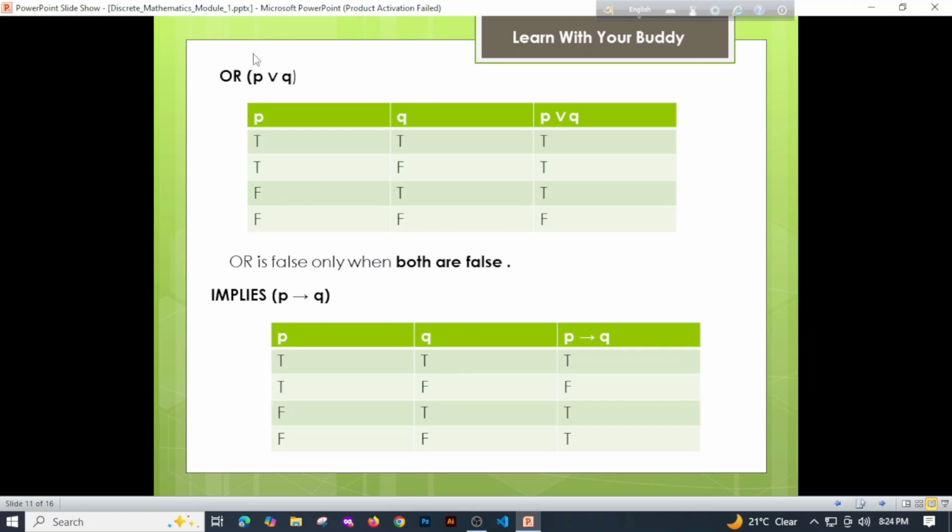Now we'll look at the OR gate. If both are false only, then the result will be false, otherwise it will be true. And then implies. If Q is true, it will be true. If Q is false, it will be false. But if both are false, then it will be true. So it depends on Q and on whether both are false.